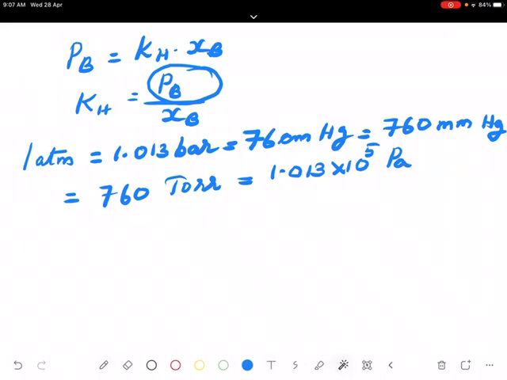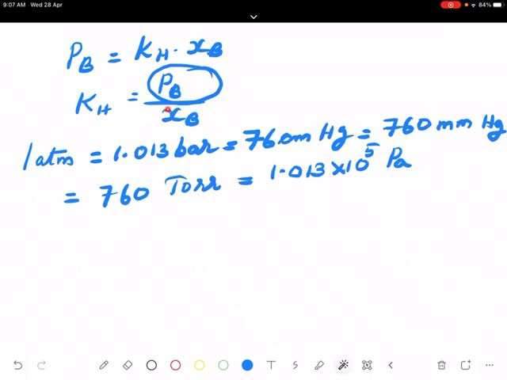So, pressure has so many units. Atm is the biggest unit, and Pascal is the smallest unit. 1 atm is equal to 1.013 bar, which is equal to 76 centimeters of mercury, which is equal to 760 millimeters of mercury, which is equal to 760 torr, which is equal to 1.013 into 10 to the power of 5 Pascal. Now, this pressure is an individual pressure. We call it partial pressure.